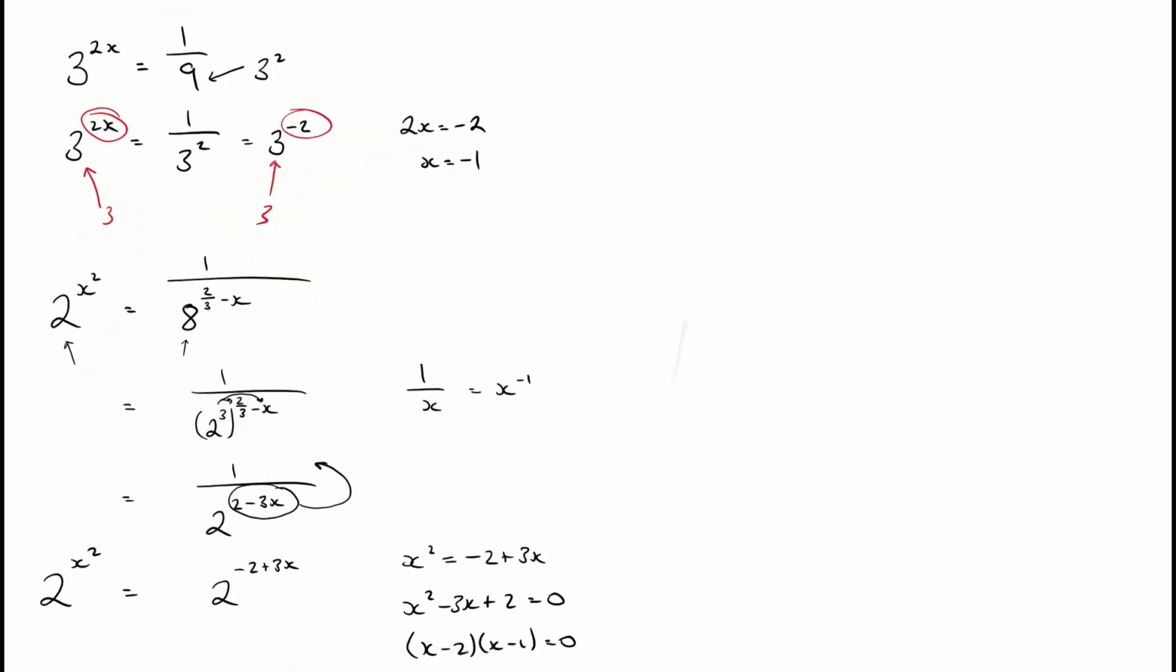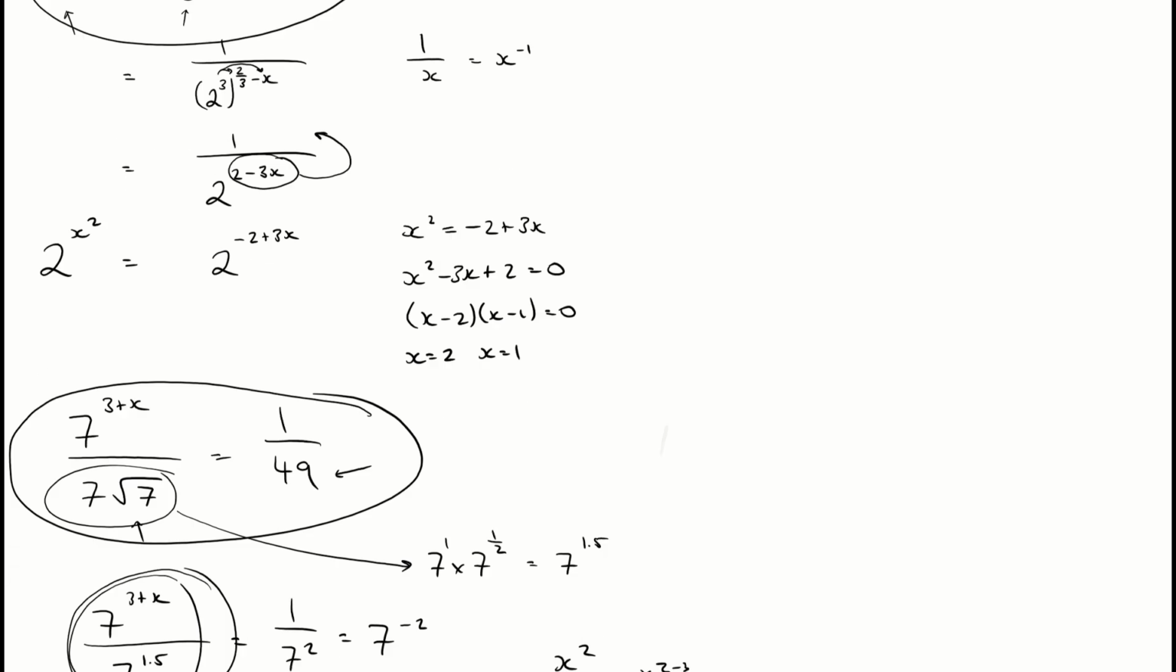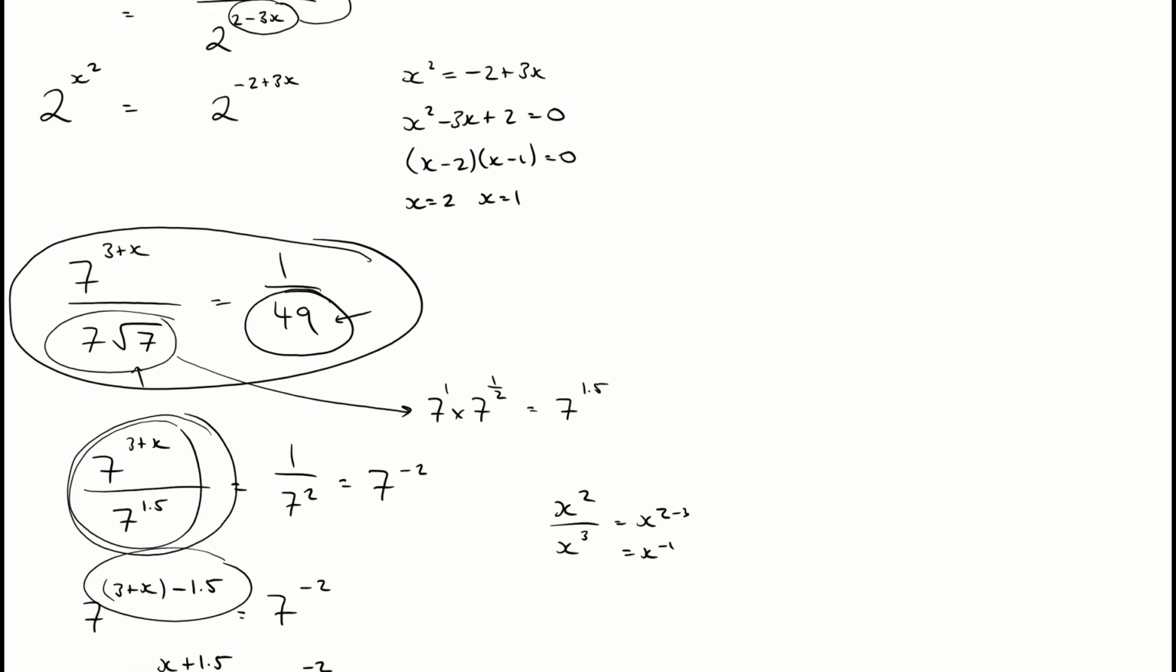The only reason they get a little bit harder, maybe like this one here, is because we don't have that common base. They're not both written with a base of 2. So we have to artificially create that common base ourselves, rewriting an 8 as 2 cubed, or rewriting a 49 as 7 squared.